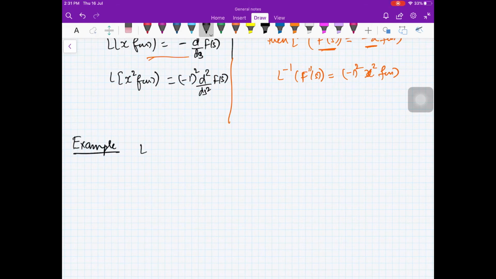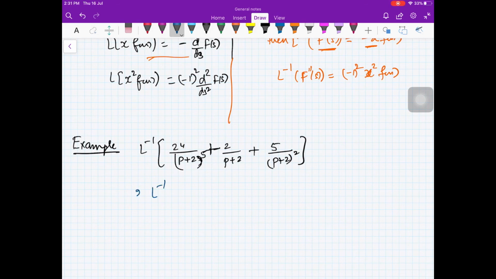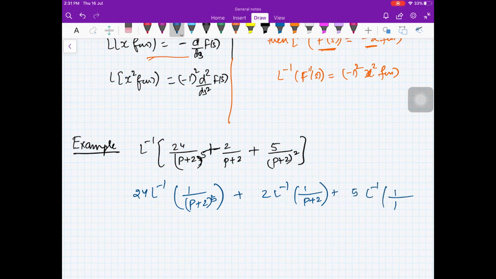So you have this example. Suppose I want to find out L inverse of 24 upon p plus 2 raised to power 5, plus 2 upon p plus 2, plus 5 upon p plus 2 square. Here, first because of linearity, I can write it as 24 into L inverse of 1 upon p plus 2 raised to power 5, plus 2 into L inverse of 1 upon p plus 2, plus 5 into L inverse of 1 upon p plus 2 square.